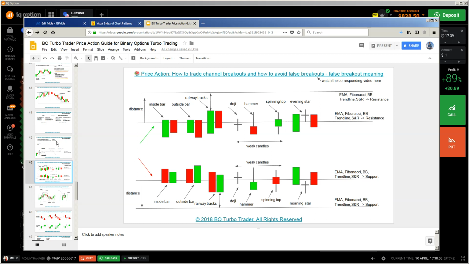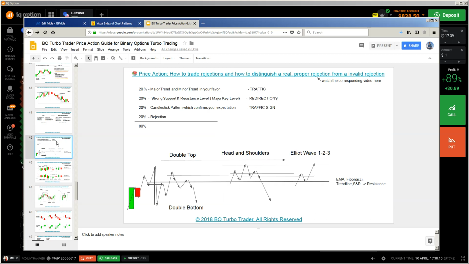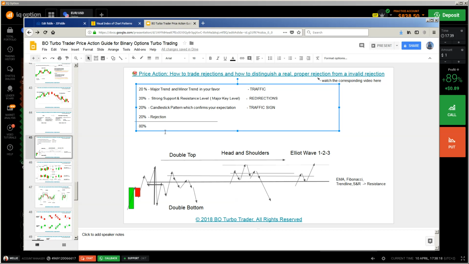Yes, and then the last one, this video here about the rejection and how to distinguish a real proper rejection from an illiquid one, because in this video I have explained that the rejection makes only 20% of the success rate of a trade. The most important things are, like I have explained before, the major trend, the key levels and the candlestick patterns, and lastly the rejection.